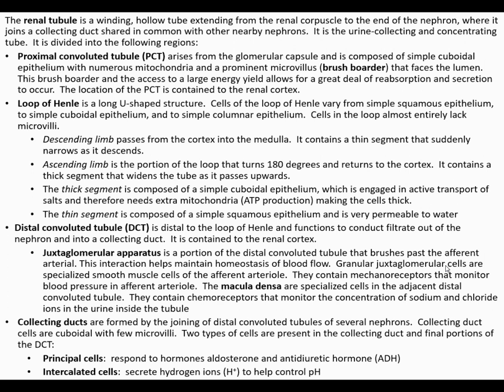This renal tubule is a winding hollow tube extending from the renal corpuscle to the end of the nephron, where it joins the collecting duct. And like I said, the collecting duct is shared between many other nearby nephrons. We can describe our renal tubule as the urine collecting and concentrating tube. The first part is called the proximal convoluted tubule. Anybody know what the word convoluted means?